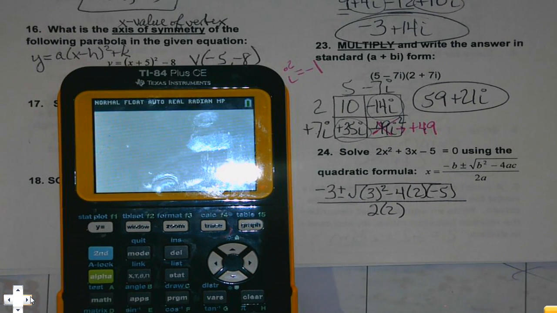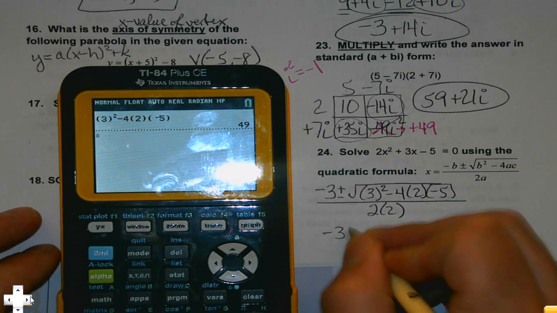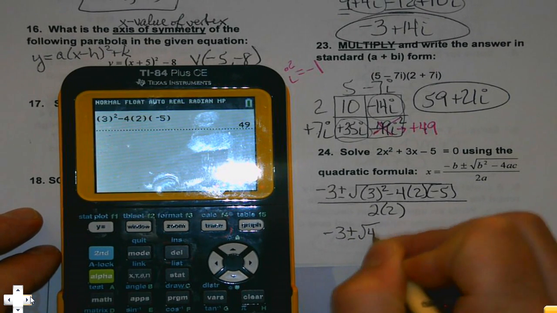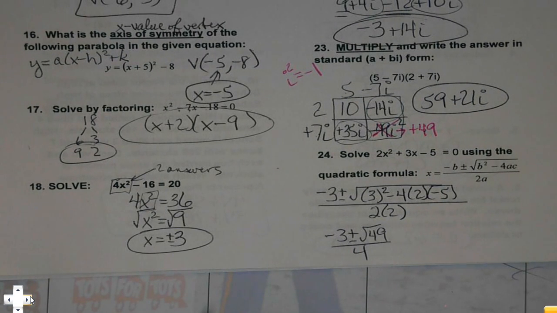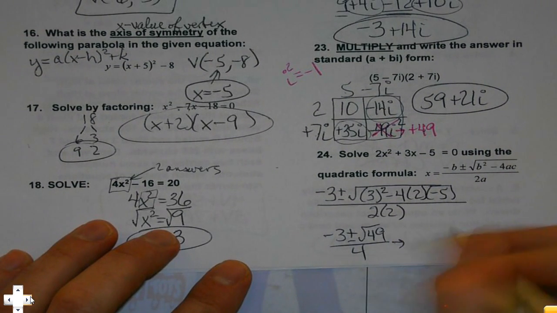suggestion, type in what's under the radical, but don't put it under a radical. Notice I got my 3 squared minus 4 times 2 times negative 5. Okay. Because now I can play. And hey, the square root of 49 is a perfect square. That's cool.